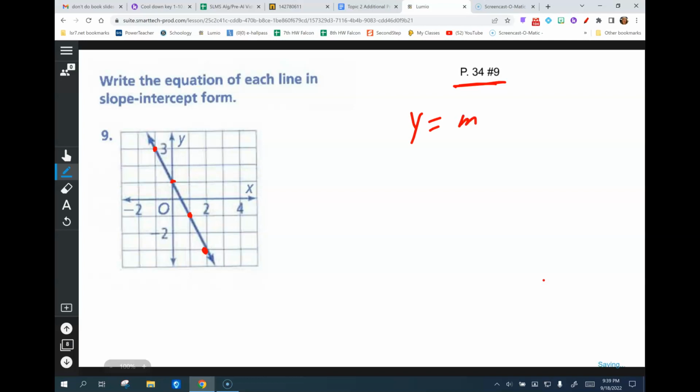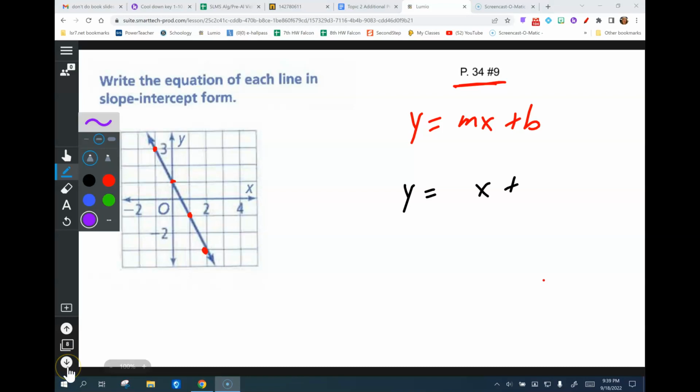Hopefully you already wrote down y equals mx plus b. We need to do that every time. Go. So we're going to fill in our slope and our y-intercept. What's our y-intercept, people? Oh, it just left. Still getting used to this. Okay, so here's our y-intercept. What is that point? That's a positive 1. So our y-intercept has the point 0, 1.